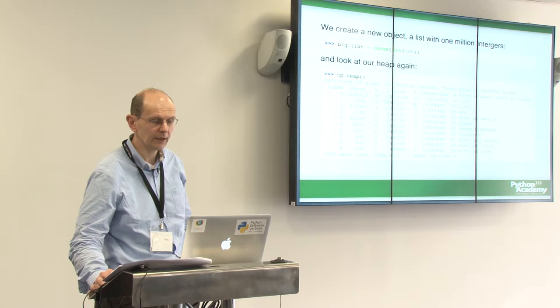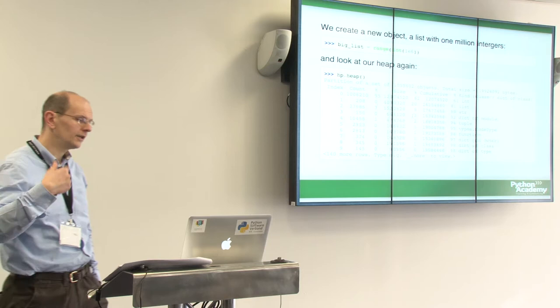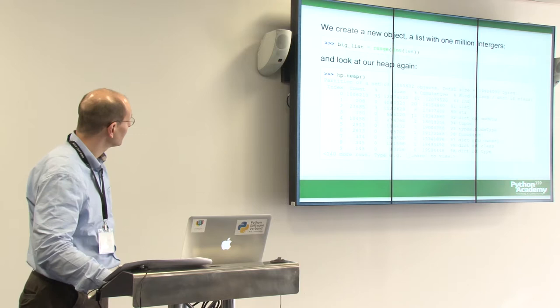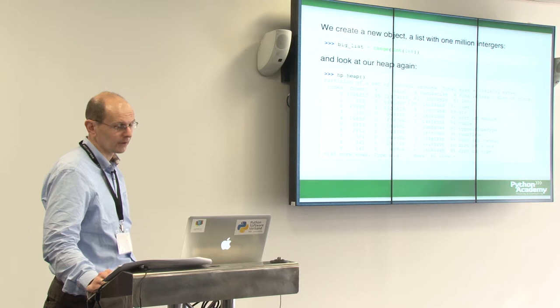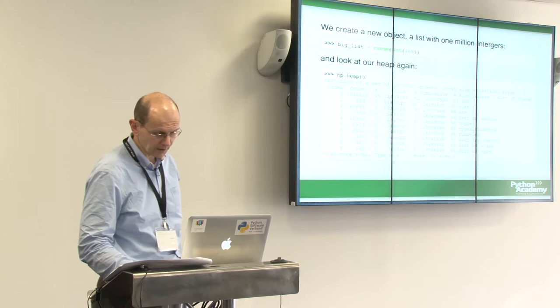Yeah? So the list itself just has references to the int, and then the int is its own object, and the object itself has some overhead. It's bigger than a reference, obviously. And then you see that 81% of your memory is used by this list because you didn't have it before. Now it's just the increment that you have here, and you can see that the list is using this memory. So you can do this.